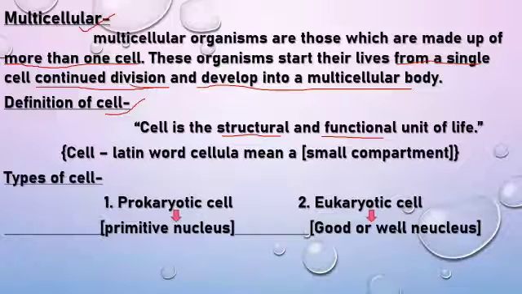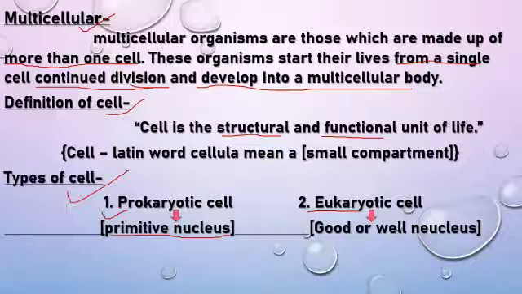The next one is the types of cells. There are two types of cell. The first one is prokaryotic cells, and the next one is eukaryotic cells. Prokaryotic cells are cells in which a primitive type of nucleus is found, or the stage of the nucleus is primitive.